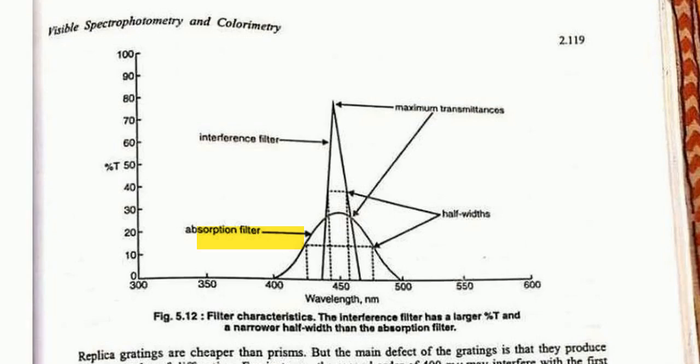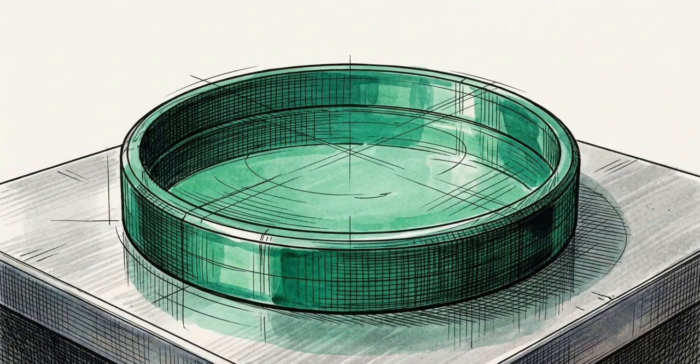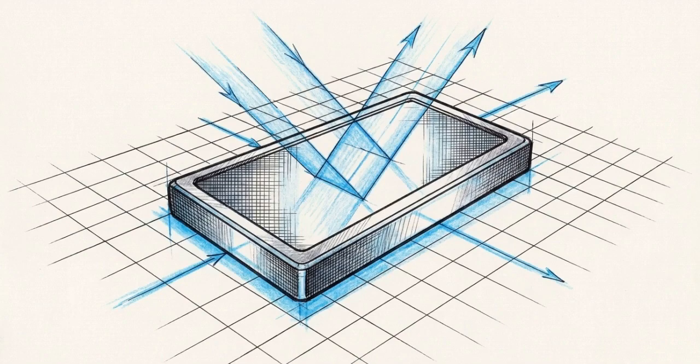This graph plots transmittance characteristics. Look at the wide curve labeled absorption filter. Its effective bandwidth is massive, spanning 50 nanometers, isolating a large spectrum chunk. Furthermore, checking the y-axis reveals peak transmittance rarely exceeds 20%. The vast majority of light is lost. Because they are optically blunt and consume enormous amounts of radiant energy, absorption filters fail the requirements of precise quantitative analysis. The solution to the absorption problem required abandoning chemical dyes in favor of physical optics.